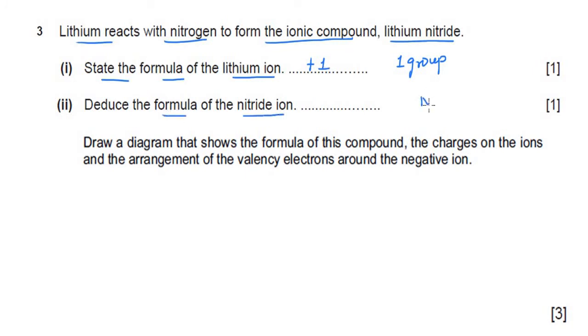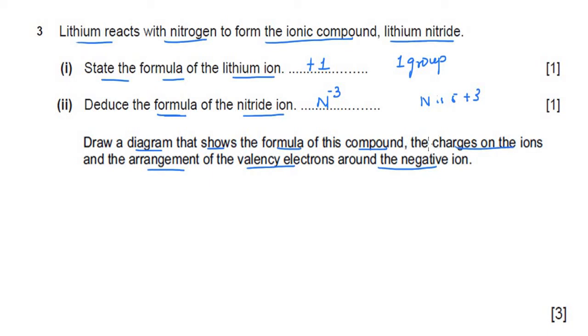Now, as we know that nitrogen is in group 5, so it needs to gain 3 more electrons to get the outer shell full. So the formula of the nitride ion should be N-3, as it gains 3 electrons to get the charge -3. Now, draw a diagram that shows the formula of this compound, the charges on the ions, and the arrangement of valence electrons around the negative ion, as we have discussed in the earlier questions also.